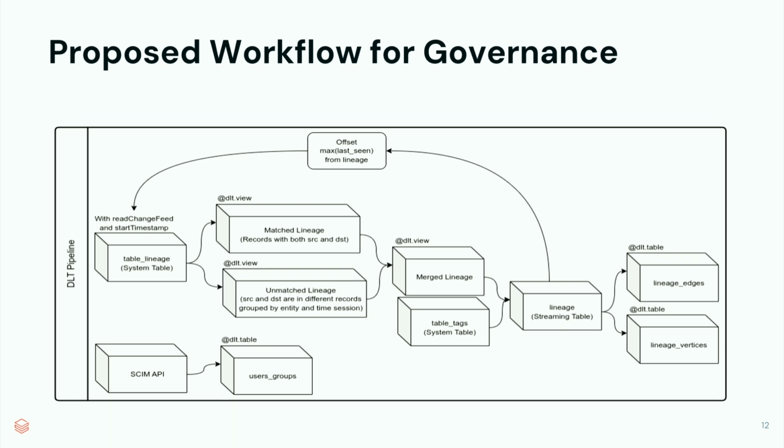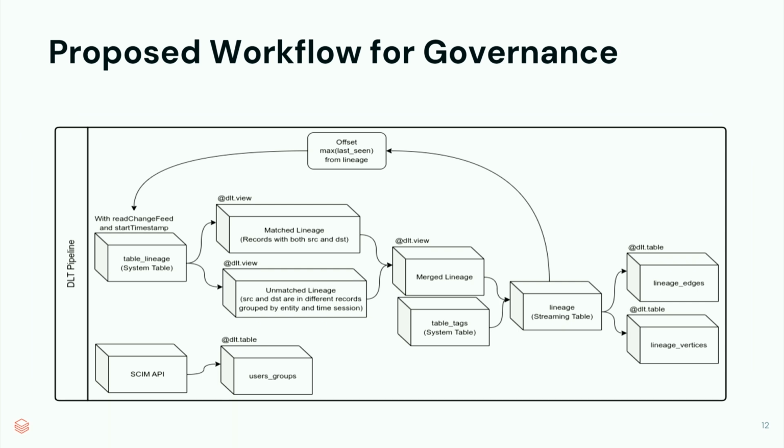We ingest the table lineage and we split it in two DLT views, one called matched lineage and another unmatched lineage. The first one is where both source and destinations are in the same row, and unmatched lineage I will explain better after. And then we can merge them back together, join with the table tags from system tables. Then we have the output table called lineage.